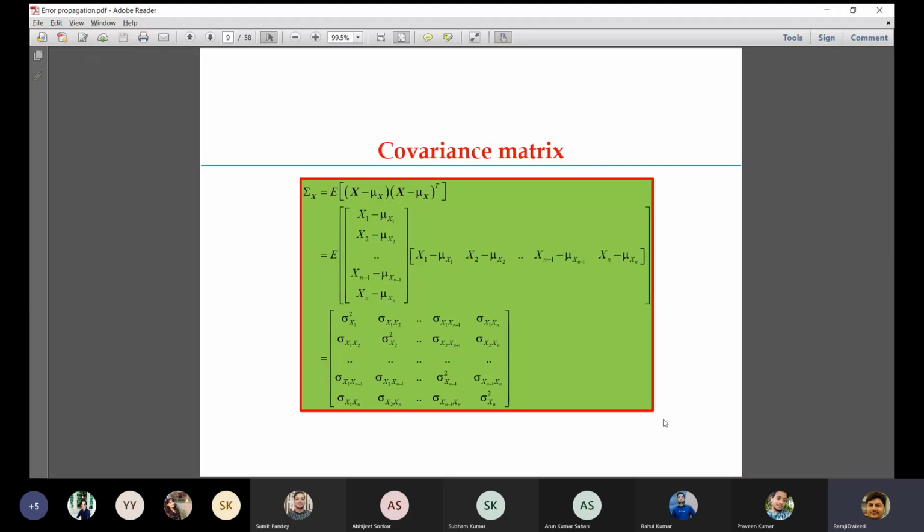So just try to see the diagonal elements are sigma x1 square, sigma x2 square, sigma x3 square, and sigma xn square. They are called variances. Variances represent the deviation or dispersion in an individual variable, isn't it? We are all talking about x1 here only. The sigma x1 x2 represents the covariance, a picture where two variables are seen at the same time, and it represents how the two are correlated with each other.